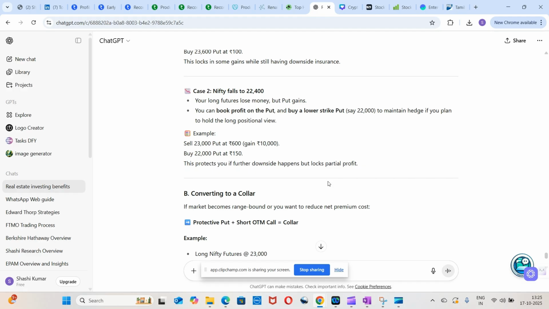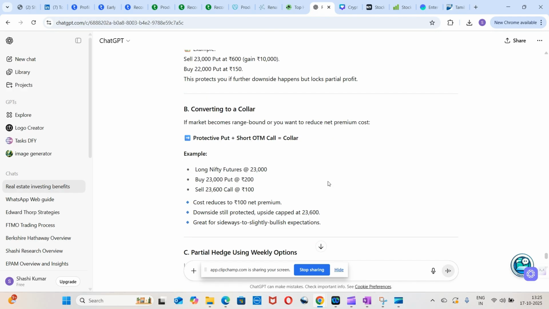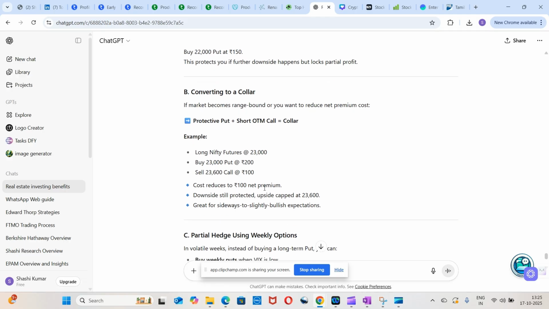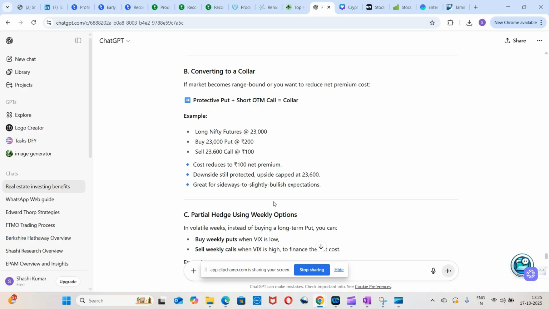Okay, and the next thing is converting to a collar. If the market becomes range bound and you want to reduce the premium cost, you could convert this protective put into a collar by adding a short OTM call. Then it becomes a collar. So you are long the Nifty futures, you bought a 23,000 put, and you sell a 23,600 call also. This will reduce the net premium you are paying, and downside is still protected, upside is capped at 23,600. This is great for sideways to slightly bullish expectations. Collars are good for sideways to slightly bullish or sideways to slightly bearish positions, and you can convert to a collar when the market is range bound.